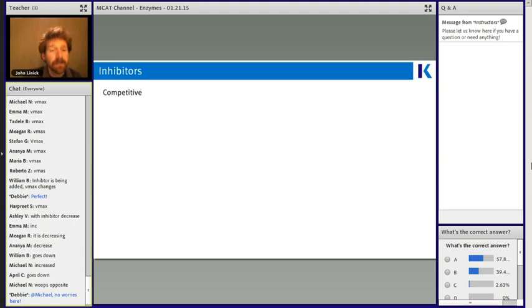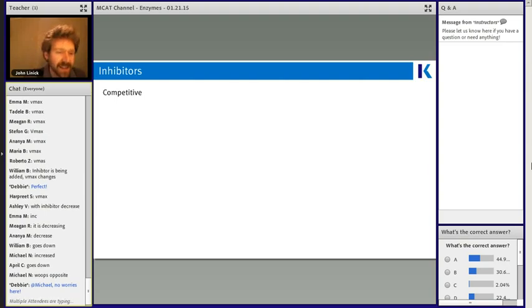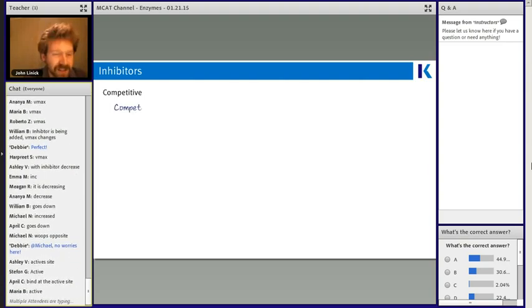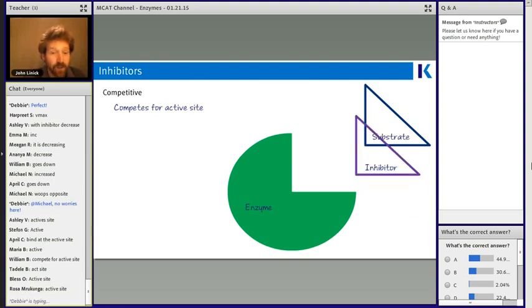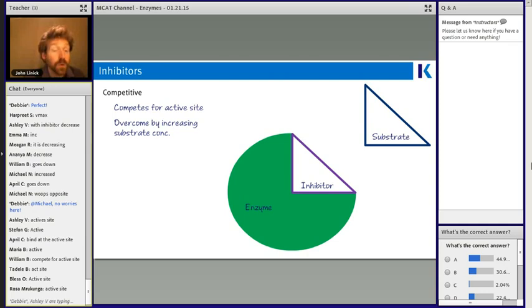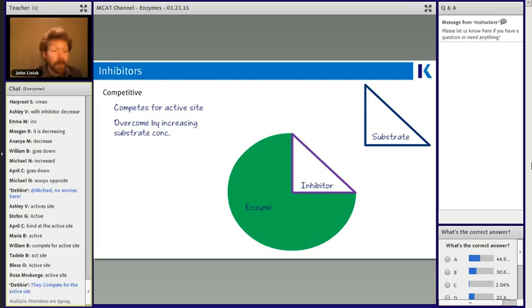So first is competitive, and once again, we covered this at the beginning. Competitive inhibitors compete for what? Competitive inhibitors bind at the active site. Perfect. So competitive inhibitors bind to the active site, or they compete for the active site and prevent the substrate from binding there. So you can overcome competitive inhibitors by basically flooding them out.